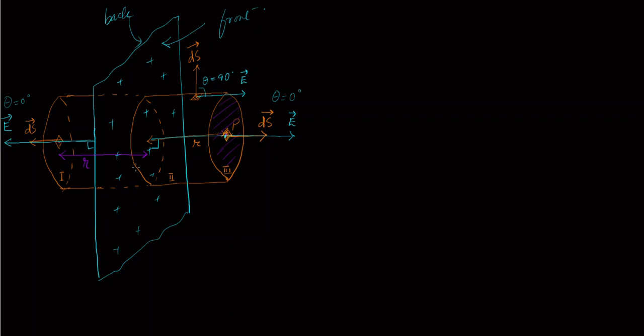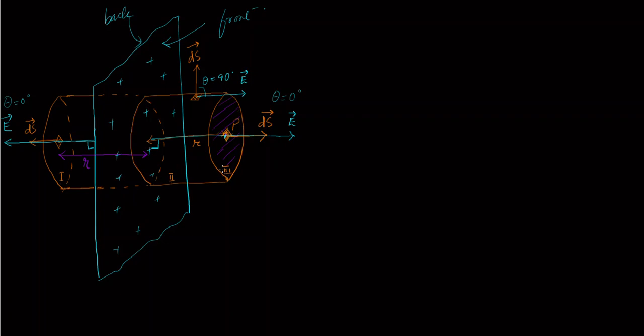So we draw the Gaussian surface in the front side. In the front side, why? Because we have electric field going in the front side, and we also draw in the back side. We have the electric field going in the back side. Now, since this is a cylinder, you will have three regions: 1, 2, and 3.